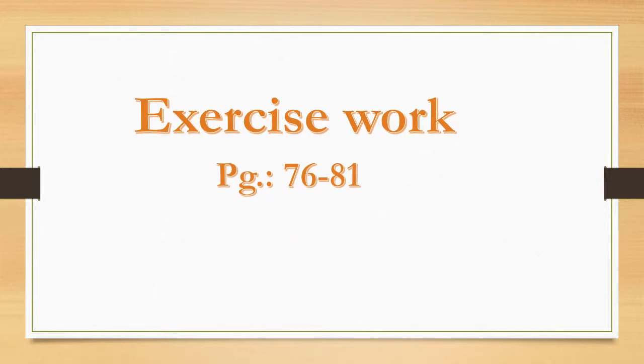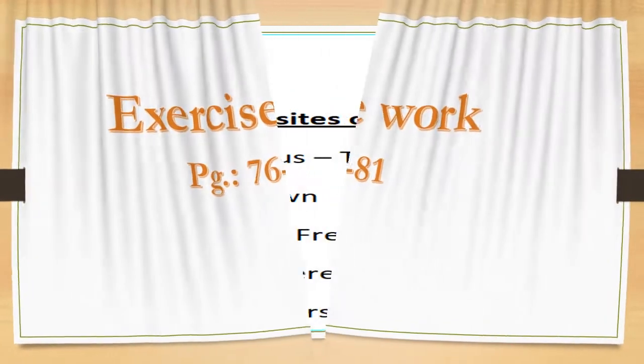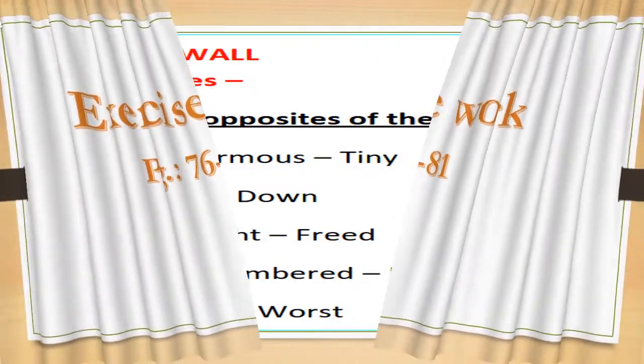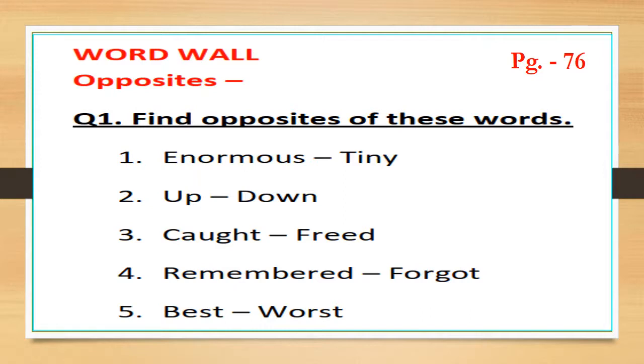Children, let's do exercise work, page number 76 to 81. Children, let's see page number 76, word wall, opposites. Question number 1, find opposites of these words. So here first word is enormous. Enormous means very big. So opposite of enormous is tiny.